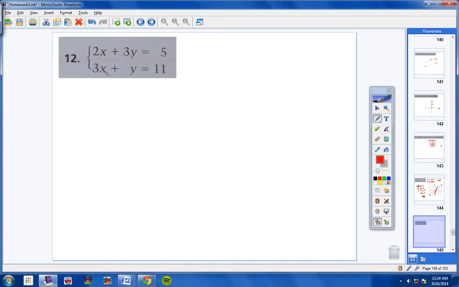Let's see here. It looks like the easiest variable to eliminate would be your y's. I have a positive 1 right here, even though I can't see the 1. So I'm going to multiply this bottom equation by a negative 3. And by doing that, I will then end up with a negative 3 right here for my y, and my y's will cancel. So my top equation is going to remain 2x plus 3y equals 5. My bottom equation would be negative 3 times 3 is negative 9x, negative 3 times y is negative 3y, and negative 3 times 11 is negative 33.